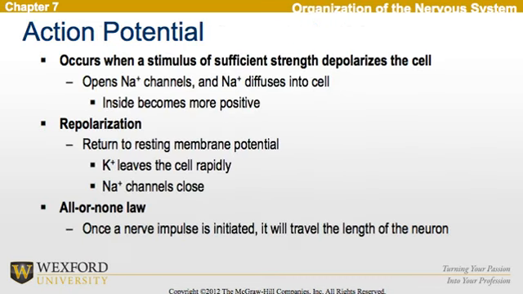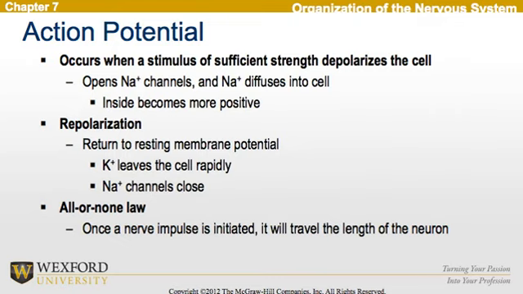Next, we would like to discuss the action potential of a neuron. This occurs when a stimulus of sufficient strength depolarizes the cell. What happens then is there's an opening of the sodium channels, and sodium diffuses into the cell. What results is the inside of the cell becomes more positive. Following that, we see repolarization, which is a return to resting membrane potential. Potassium leaves the cell rapidly, and the sodium channels close.